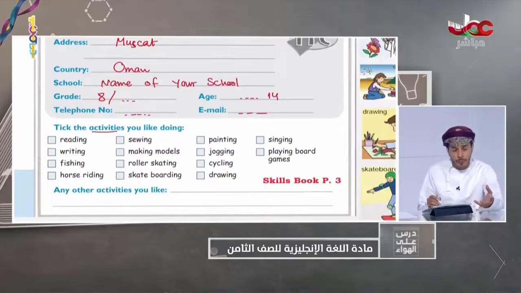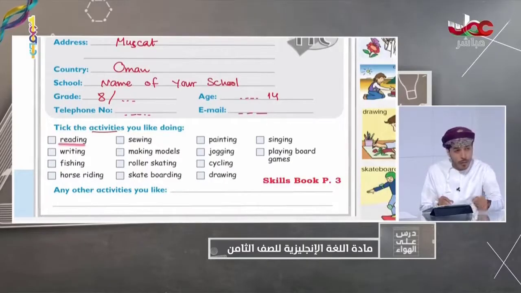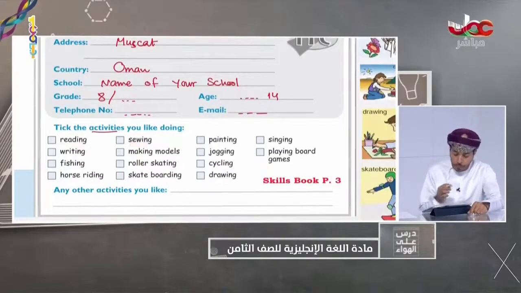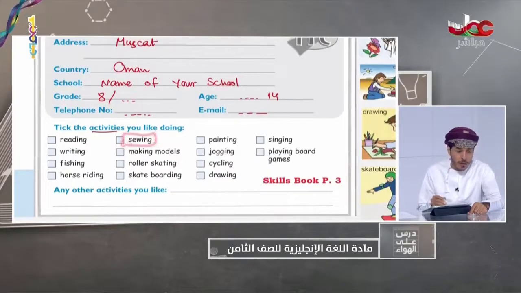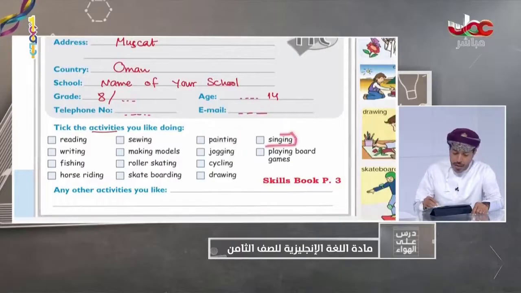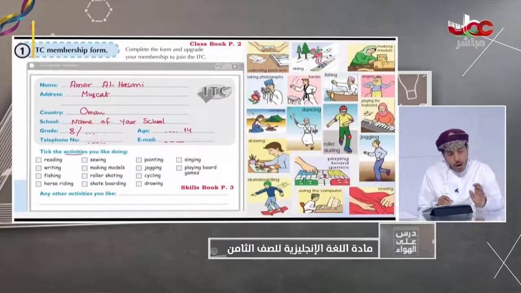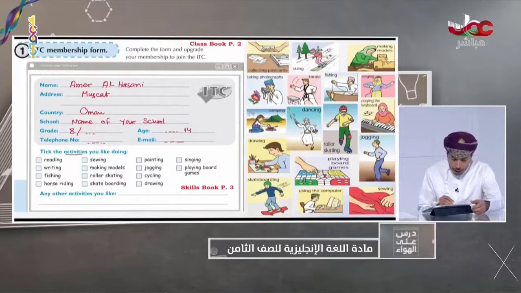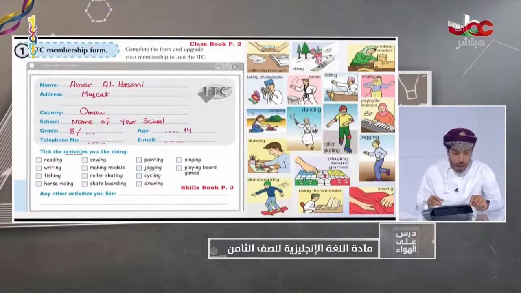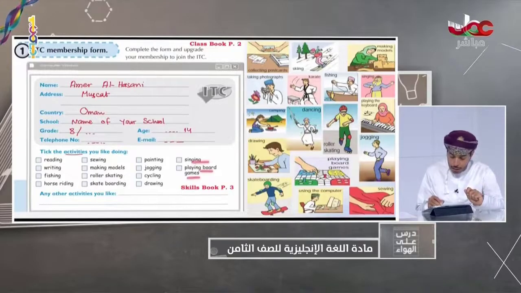So what do you like doing? So here we have different activities. We have reading, to read something, sewing, and maybe this can be for female students more than boys, painting, singing, writing, making models. So here you are going to tick the activities that you like doing. And here we have different activities: reading, writing, fishing, horse riding. Also we have sewing, making models, roller skating, skateboarding. And also we have painting, jogging, cycling, drawing. Also we have singing and playing some board games.